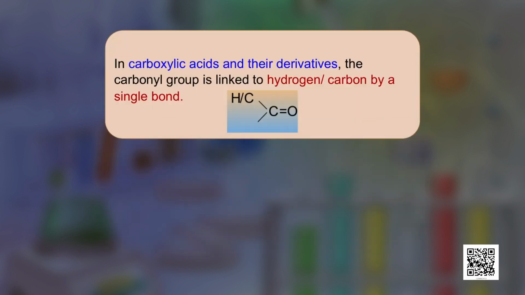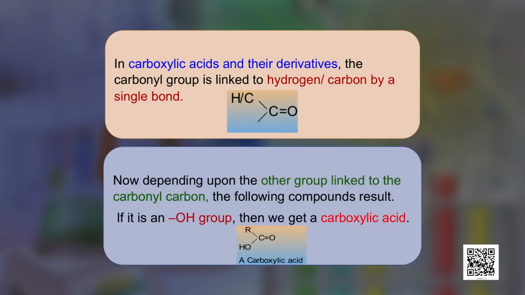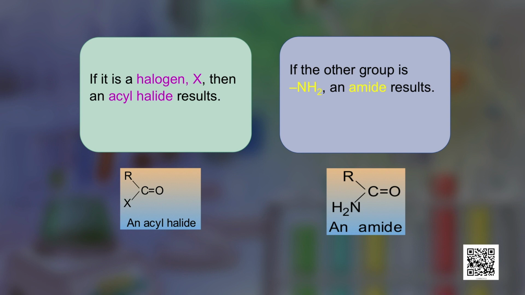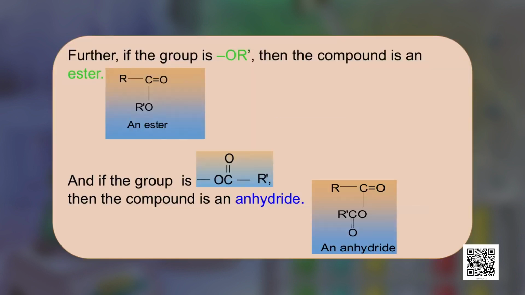In carboxylic acids and their derivatives, the carbonyl group is linked to hydrogen or carbon by a single bond, and then depending on the other group which is attached to the carbonyl group, the following compounds result. If this group is an OH group, then we get a carboxylic acid. If it is a halogen denoted by X, then an acyl halide results, and if the other group attached is an NH2 group, then an amide results. Further, if the group is OR', then the compound is an ester, and if the group is a RCOO group, then the compound is an anhydride.